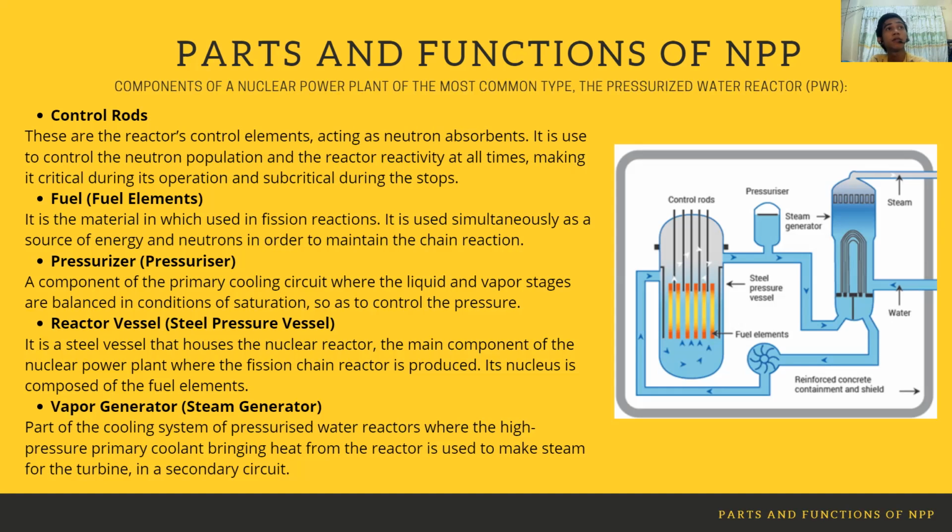Control rods. These are the reactor's control elements acting as neutron absorbents. They are used to control the neutron population and the reactor reactivity at all times, making it critical during its operation and subcritical during the stops. Fuel elements. It is the material used in fission reactions. It is used simultaneously as a source of energy and neutrons in order to maintain the chain reaction.